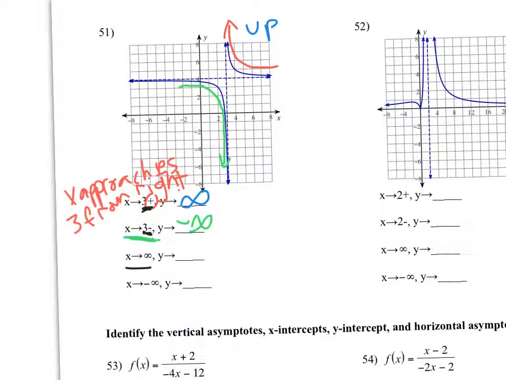As x approaches infinity, that means goes to the right. So as x goes really far to the right, it looks like this graph is coming down to this horizontal asymptote, which is at y is equal to 4. That means that we're approaching a height of 4. Same thing on the negative side. As x goes to the left, well, this graph is getting closer and closer to 4, so we've got 4 as an answer there.